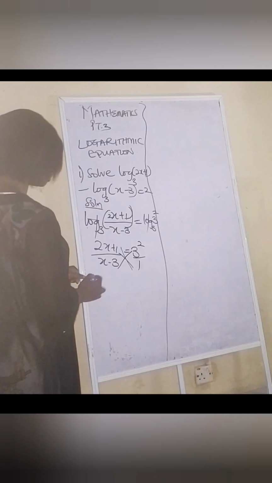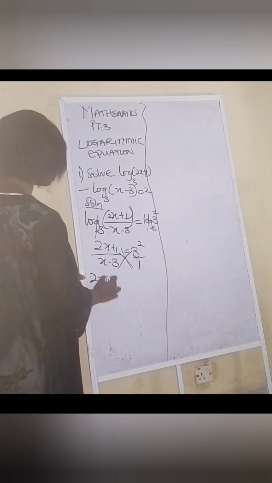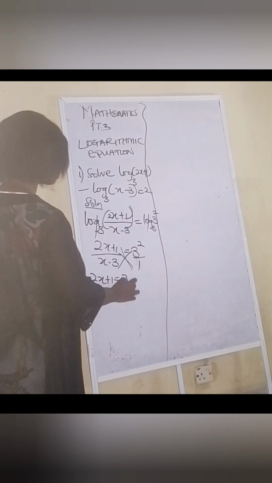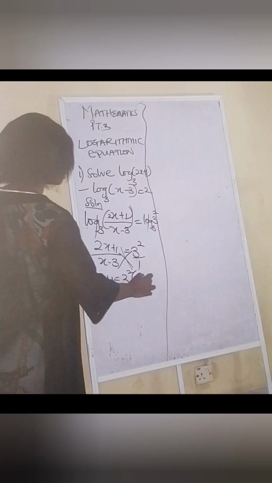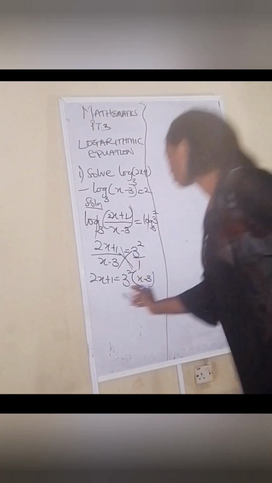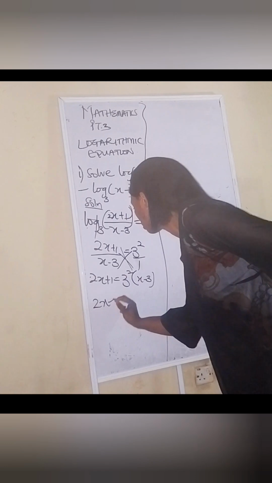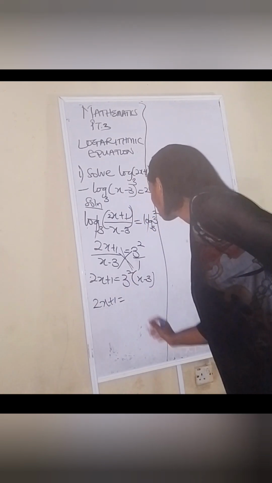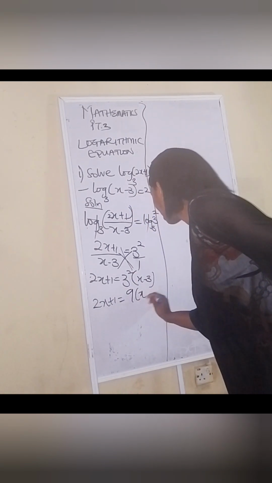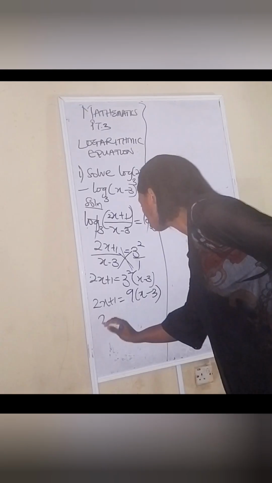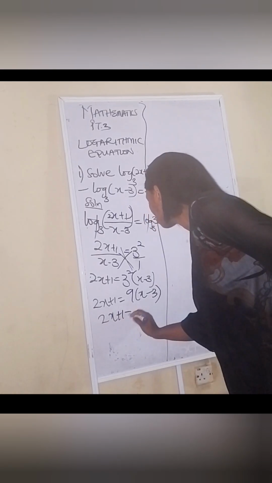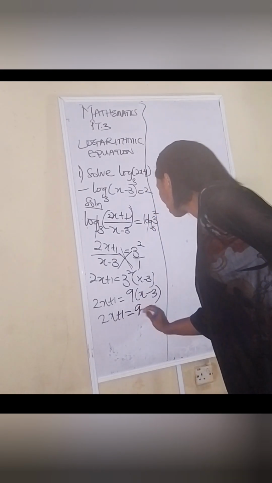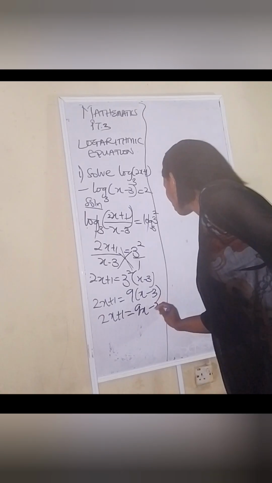You understand? So we have 2x plus 1 equals 3 raised to power 2x minus 3. Have you seen that now? So now we have 2x plus 1 equals 3 raised to power 2, which gives us 9, times x minus 3. So let's open the brackets. 9 times x is 9x, minus 9 times 3 is 27.